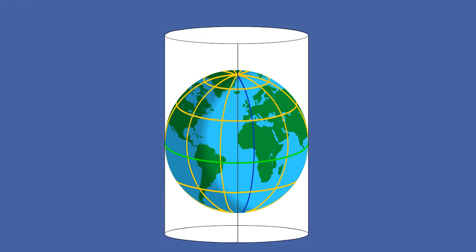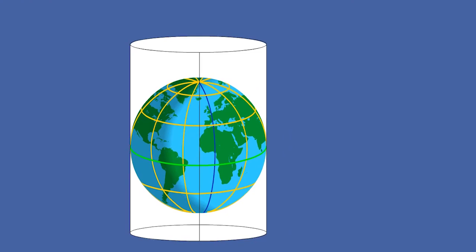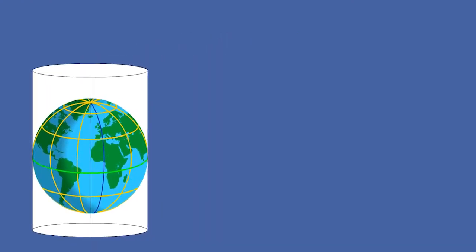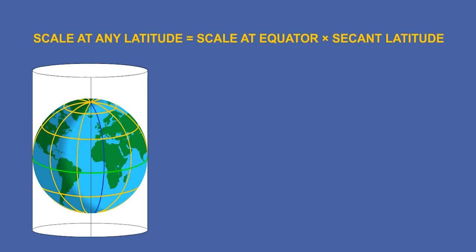The relationship between scale at the equator and at any other latitude is given by the equation: scale at any latitude equals scale at the equator times secant of the latitude. Let's show by a practical example how this equation works. Suppose the scale at the equator to be 1 to 1 million. Let's find out what the scale would be at 8 degrees north or south.